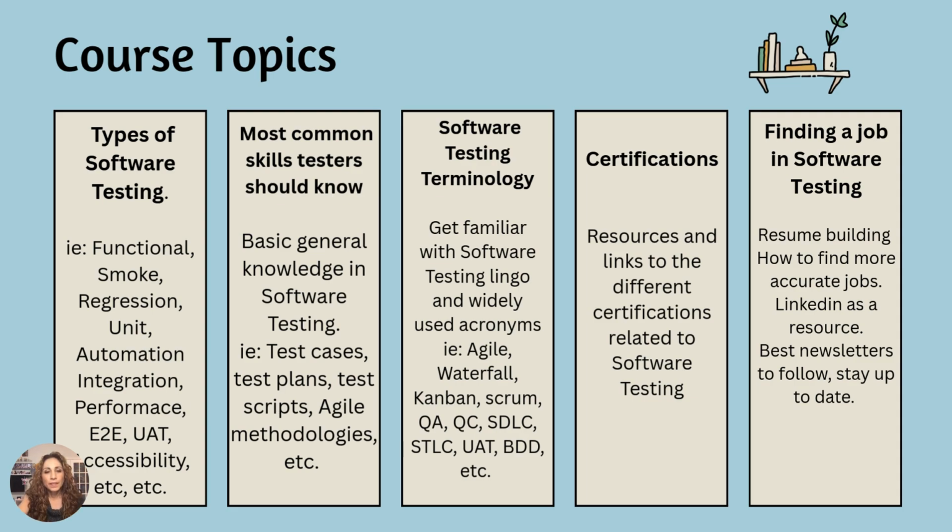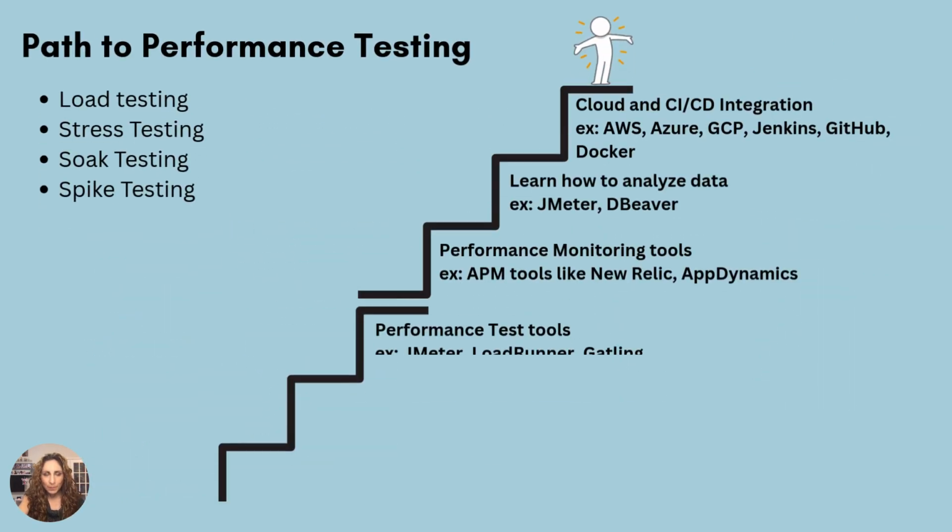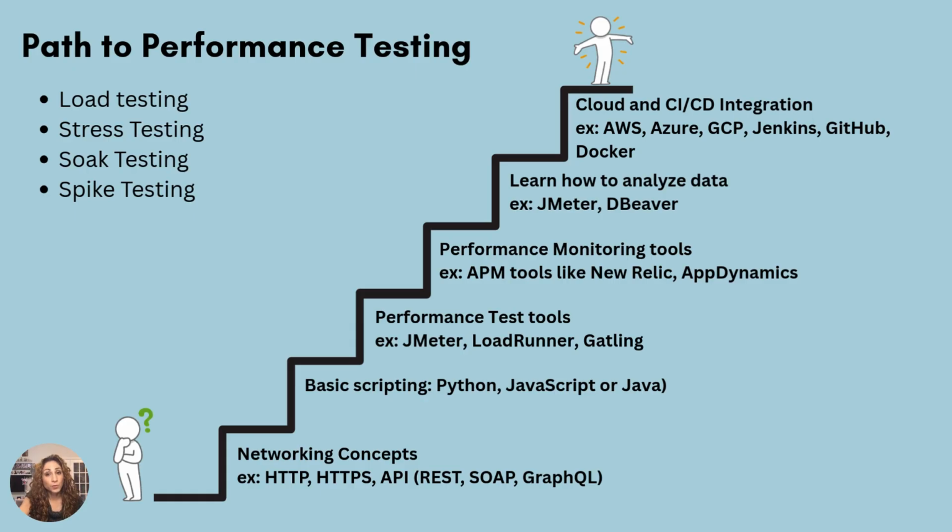So, here's an example of what I'm talking about. Here, this is an example for the path to performance testing. I'm basically going to tell you what you need to learn in order to get there and what encompasses performance testing because you got load testing, stress testing, soak testing, spike testing. Those are all part of performance. So if I teach you the path to a functional tester, that involves end-to-end testing, smoke testing, sanity testing, exploratory testing, things like that.